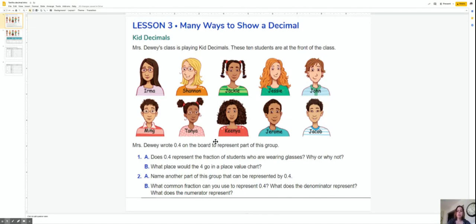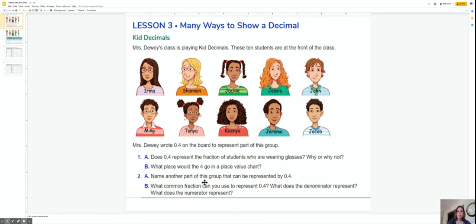So here it says Mrs. Dewey wrote 0.4 on the board to represent part of this group. Does 0.4 represent the fraction of students who are wearing glasses? We can say the 4 here is in the tenths place, because we have the ones place over here, then the decimal, and the number to the right of the decimal is called the tenths place. So 4 tenths. Looking at glasses: 1, 2, 3, 4 of the 10 students are wearing glasses, so 4 tenths of the class are wearing glasses.